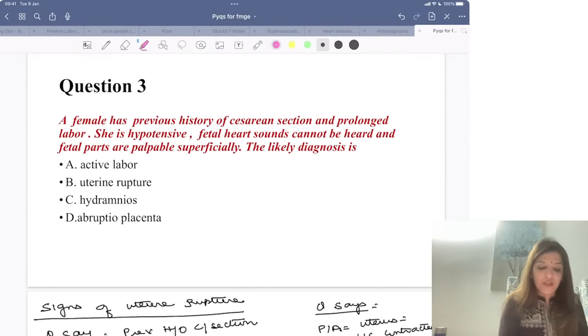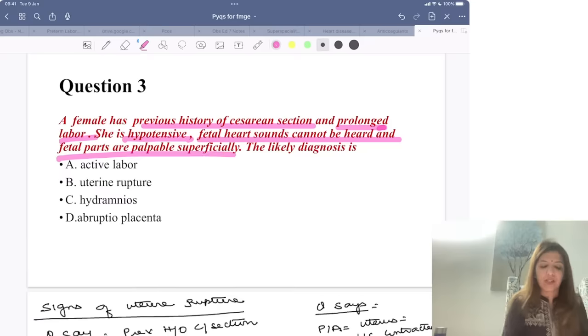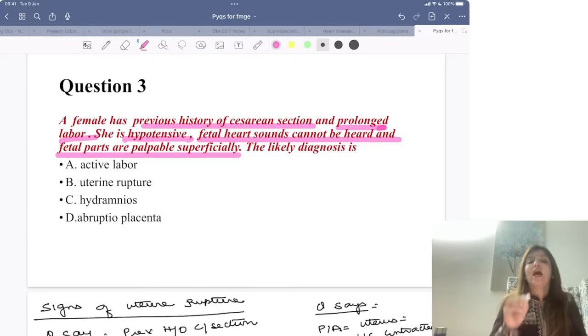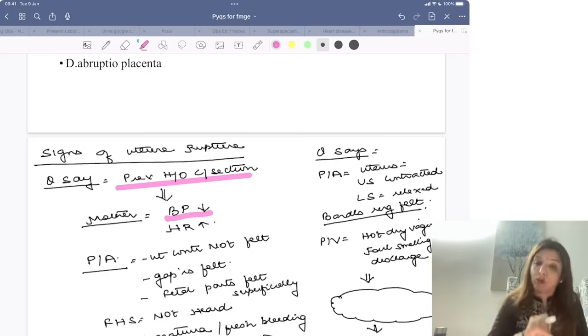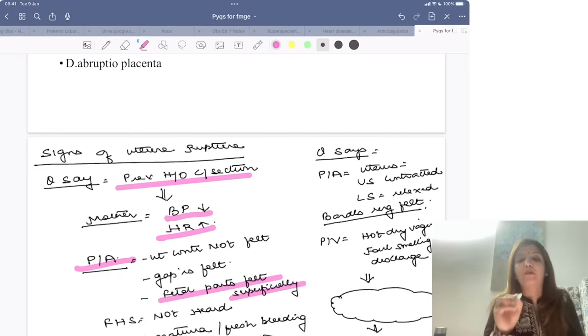A female has previous history of cesarean section, prolonged labor, she is hypotensive, fetal heart sounds cannot be heard, and fetal parts are superficially palpable. The diagnosis is... अब यहाँ पे बहुत clear cut question दिया है and question कह रहा है that there is previous history of cesarean section, mother में hypotension मिल रहा है, tachycardia मिल रहा है, on per abdominal examination question कह रहा है fetal parts are felt superficially.